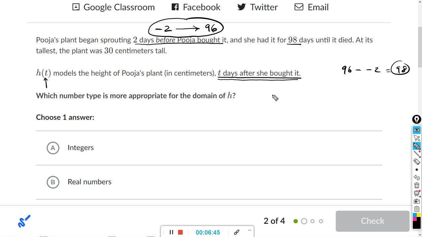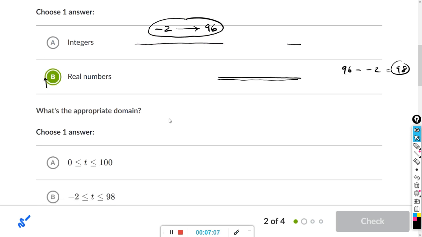Now can you have half a day or a quarter of a day? Yes, you can. Days are continuous, so that's going to be real numbers, because we're looking at the values for T, which is the number of days. So those are going to be real numbers, not integers, and it runs from -2 to 96.